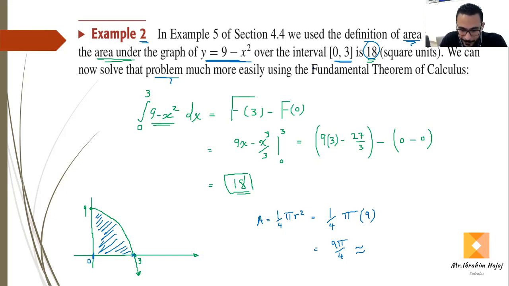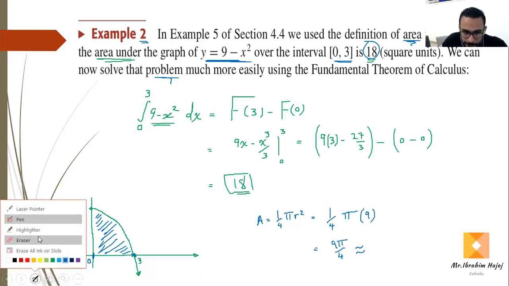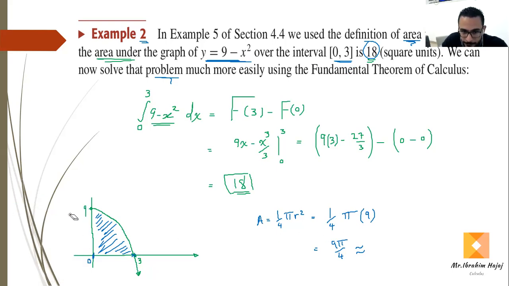Okay, 9 times 3.14, and this all over 4 is 7 point something. So maybe we used the wrong formula. It's not a perfect quarter of a circle then, so we will not use this formula.